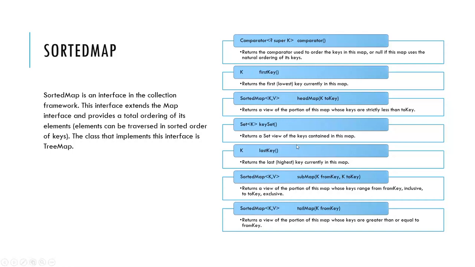Also sub map you can use to return the range from the first argument to the second argument. Also we have the tail map method, which returns keys greater or equal, from the key and so on.